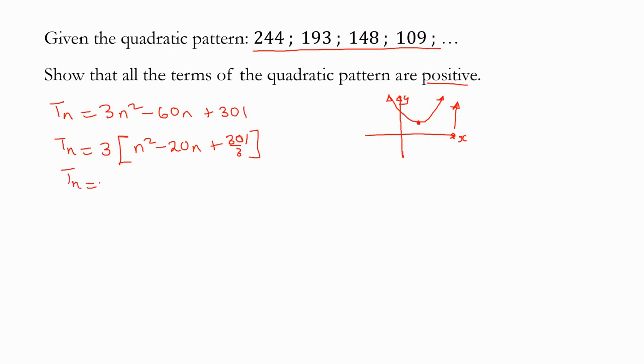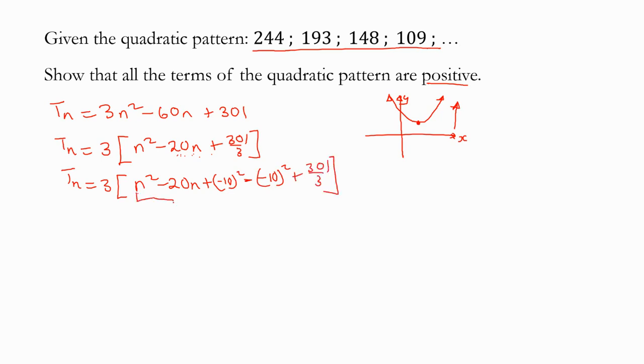So Tn is equal to 3, then n squared minus 20n. We find half of negative 20, which is negative 10. We square it, and then we add and subtract it. You see that? Find half of the coefficient of n, square it, add and subtract it. So the half is negative 10, so it's going to be negative 10 squared. So it's plus, we're adding it, negative 10 squared. Then we're subtracting it, negative 10 squared. Then plus 301 over 3.